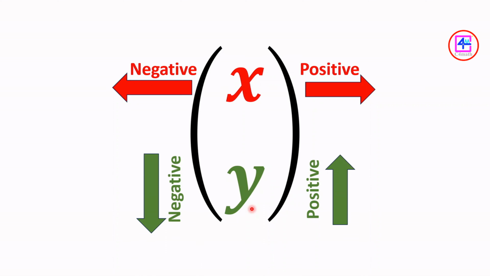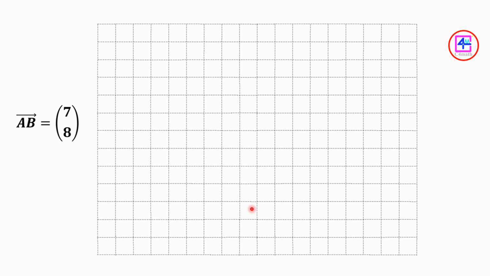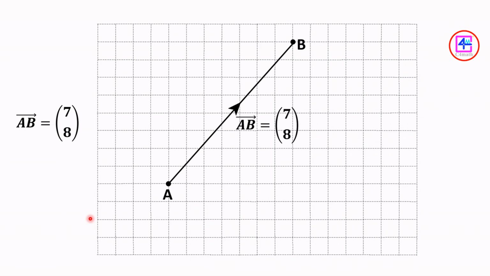Okay, now we can check some vectors. 7, 8. 7 is positive, then from this point we can start 7 units to the right side. 1, 2, 3, 4, 5, 6, 7. Then 8 units up. 1, 2, 3, 4, 5, 6, 7, 8. Then we can plot the point. Then this is the vector AB. That vector is 7, 8.